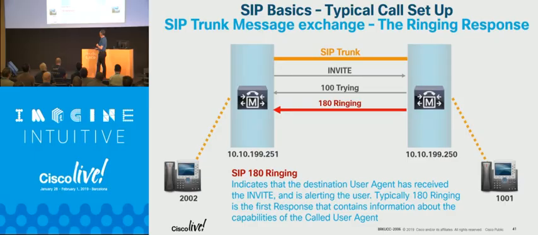What you'll see coming next is that 180 Ringing. And that 180 Ringing indicates to this system here that Call Manager has contacted the phone, and it will now, if you look at the headers here, it will contain information about the capabilities of this device in the headers here. It sends it back to the far end.